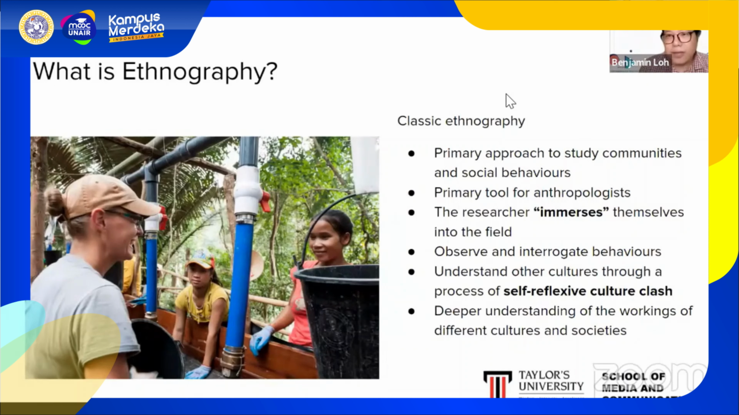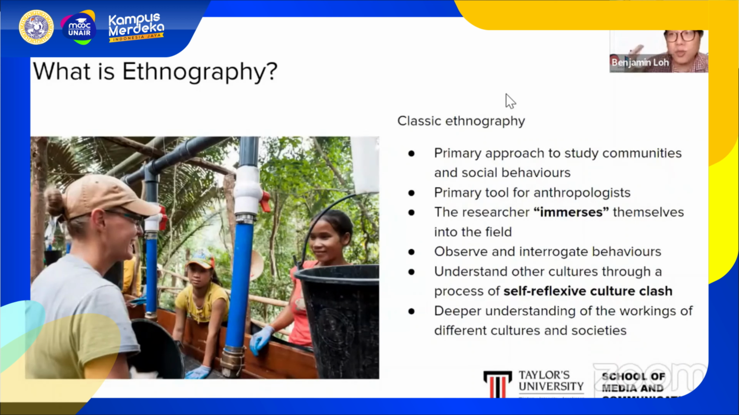The primary method by which this understanding is achieved by the researcher is through what we call self-reflexive culture clash. The idea here is that in seeing other cultures that are different than yours, and recognizing those differences, or what we call culture clash, you can then understand that that culture operates very differently in relation to yours. It's one of the fundamental ways in which ethnography operates essentially.